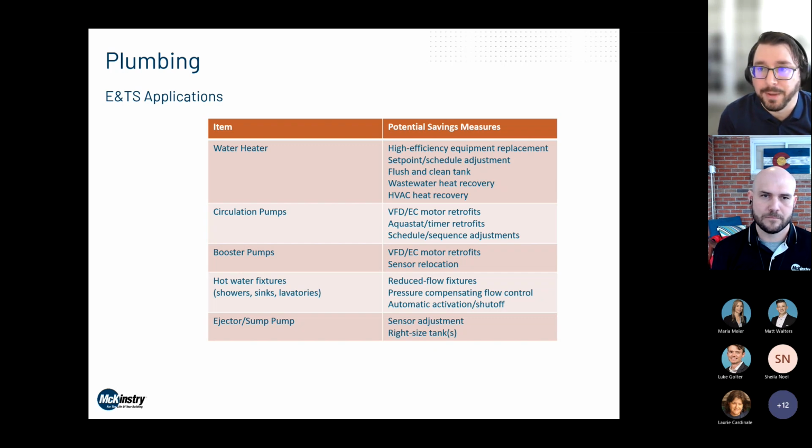Circ pumps and booster pumps, both pretty similar. VFDs and EC motors, big ones. Circ pumps, you'll be surprised. A lot of them are way missized and they don't operate automatically. They just turn on and leave on all the time. So that's a really good one to check.